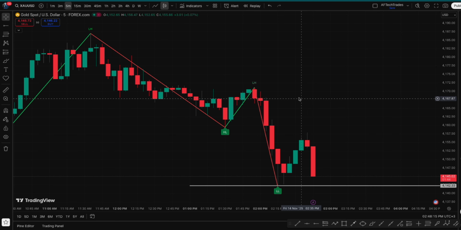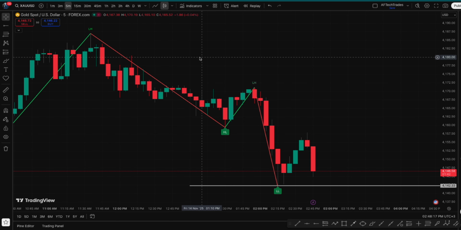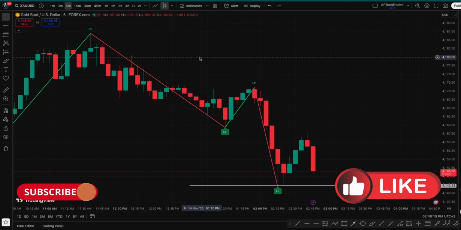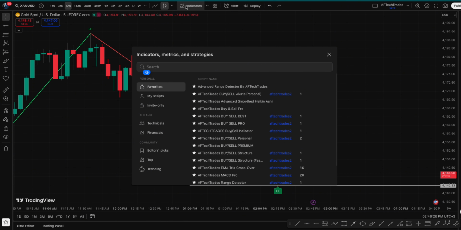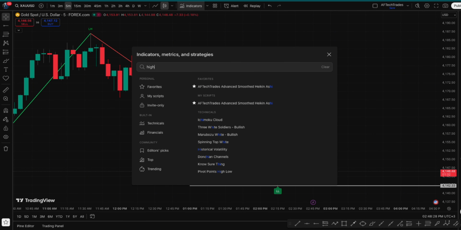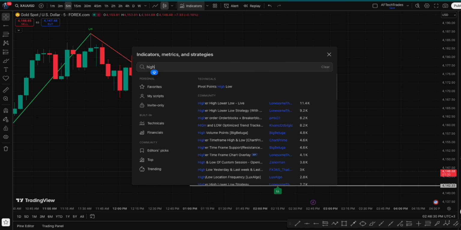Now I'll show you the trade I took with this particular indicator. Just after I finish showing you how to get the indicator, I'll show you the live trade I have taken with it. Now, how do you get this indicator? You go to your indicators and search for higher highs. You see this higher high, higher low, lower high, lower low, live. This first one is what you click, and you add it to your indicators.